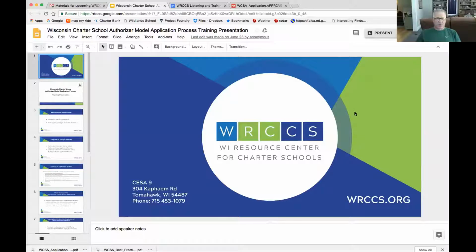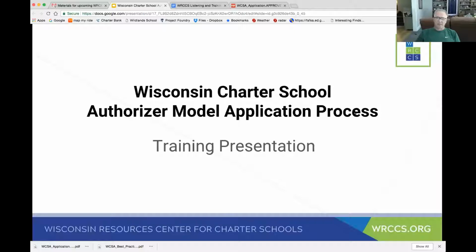Resource Center for Charter Schools has put together a Wisconsin Charter School model authorizer model application process.